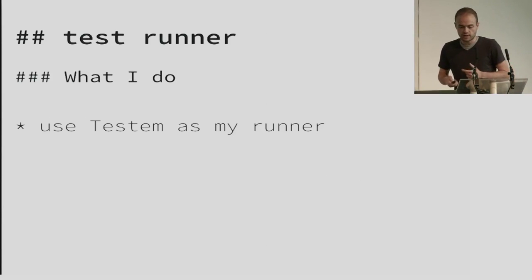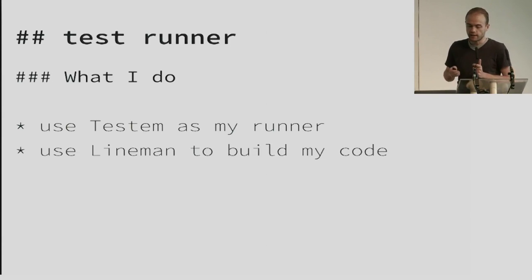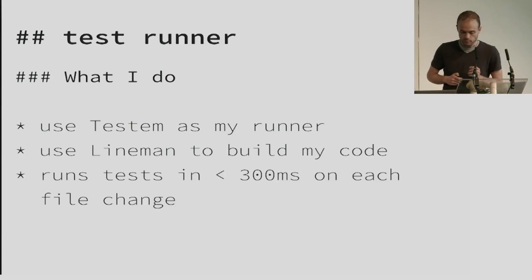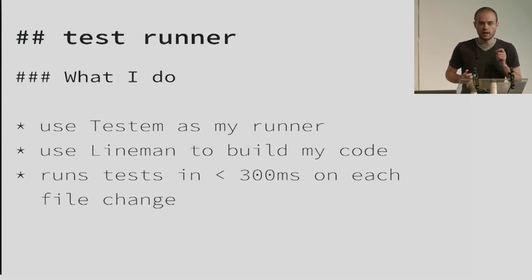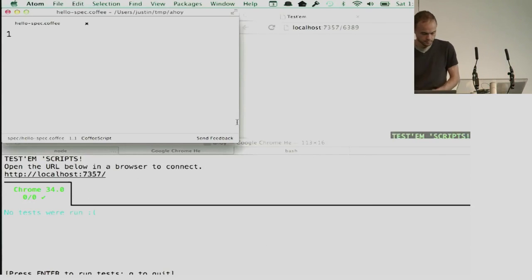So instead what I do is I use Testem, which is a Node.js-based runner that's very, very excellent, very extensible, very pluggable, written by Toby Ho. And then I use Lineman, which is a Node.js front-end only asset build tool that we maintain at Test Double that's optimized for conventions, sensible default configurations, and developer happiness. Also, my goal is that I want to be able to, on every single file change, run all of my tests in under 300 milliseconds. And here's a little bit of what that looks like.